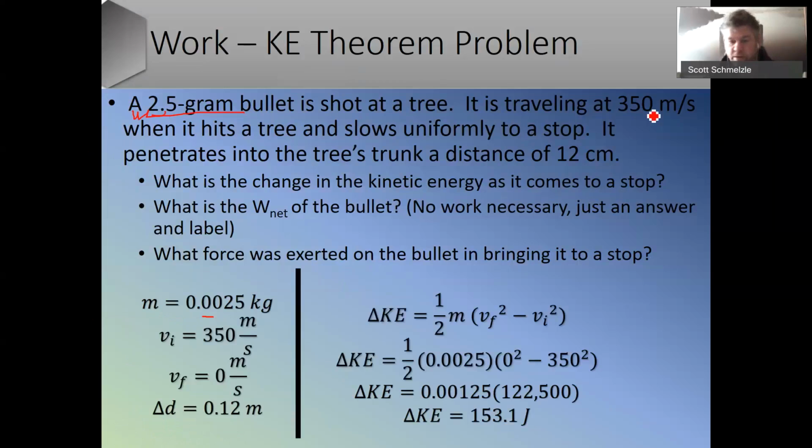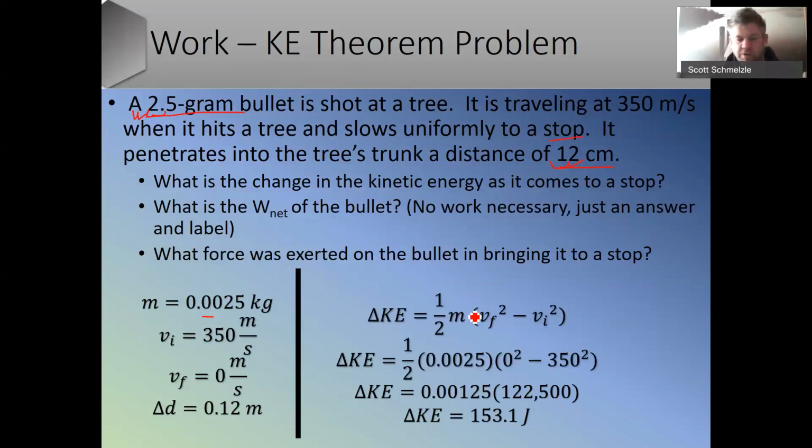It's traveling at 350 meters per second. That's our initial velocity. It comes to a stop. All right, perfect. That's our final velocity. And it travels a distance of 12 centimeters. That's our actual distance. Now, again, because that's in centimeters, we can't use it. Centi is 1, 2 to the left in order to get it to meters.